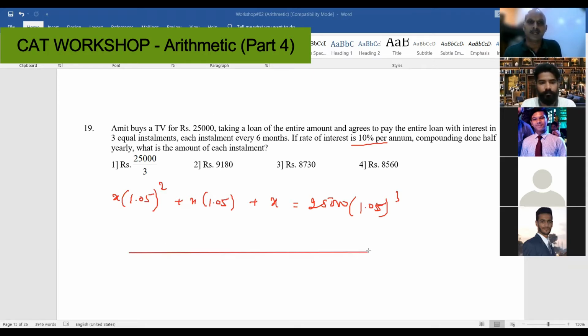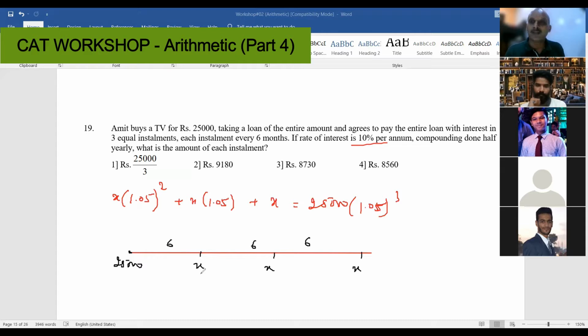Suppose we have this timeline and this is the start of the loan. So today you took a loan of 25,000 rupees. After 6 months, after one more 6 months, after one more 6 months, these are the payments. After the first 6 months you have paid x rupees, then x rupees, and x rupees.